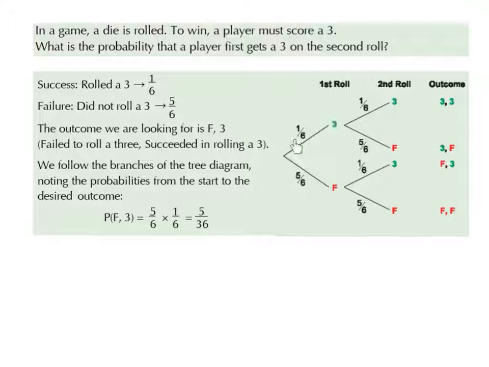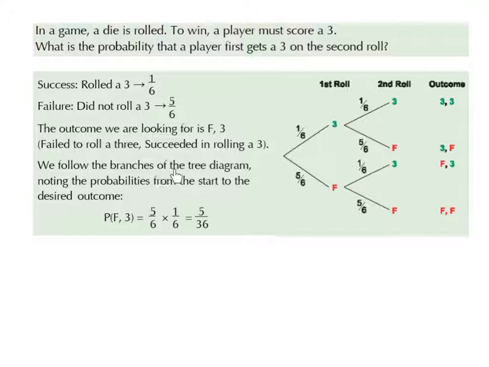So in the first branch we're going to have 1 over 6 because the probability of landing on 3 is a sixth. And on the other branch we're going to have 5 over 6 because the probability of failing is 5 over 6. Then we fill in our second roll branches. So again, the probability of landing on a 3 is 1 over 6. The probability of failing is 5 over 6. The probability of landing on a 3 is 1 over 6. And the probability of failing is 5 over 6.